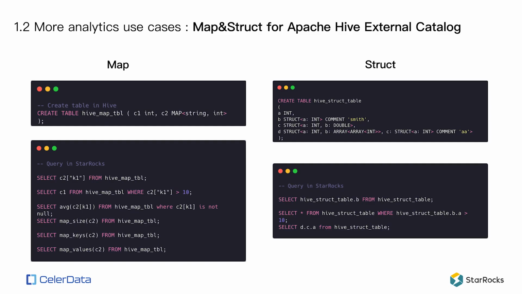Starting from version 2.5, StarRocks provides support for complex data types, map and STRUCT, for Apache Hive External Catalog. With this added support, StarRocks can be used in more complex and diverse DLA scenarios, and also help users to seamlessly migrate existing SQL workloads to StarRocks. There are also plans to provide native support for map and STRUCT data types in StarRocks internal OLAP tables in the future.